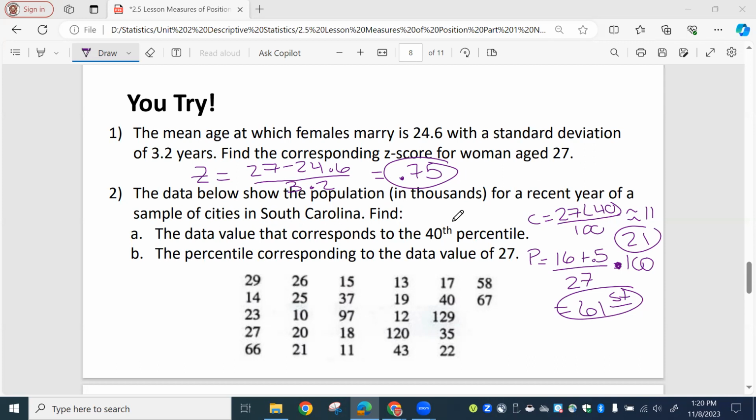For this one, the population that represents the 40th percentile is 21,000. We plugged into our formula, and you get 10.8. That's approximately, we round it up to 11. Our 11th data point is 21. This last one, for a data value of 27, that is the 16th value. We plug that into our formula, and we get that it is the 61st percentile.